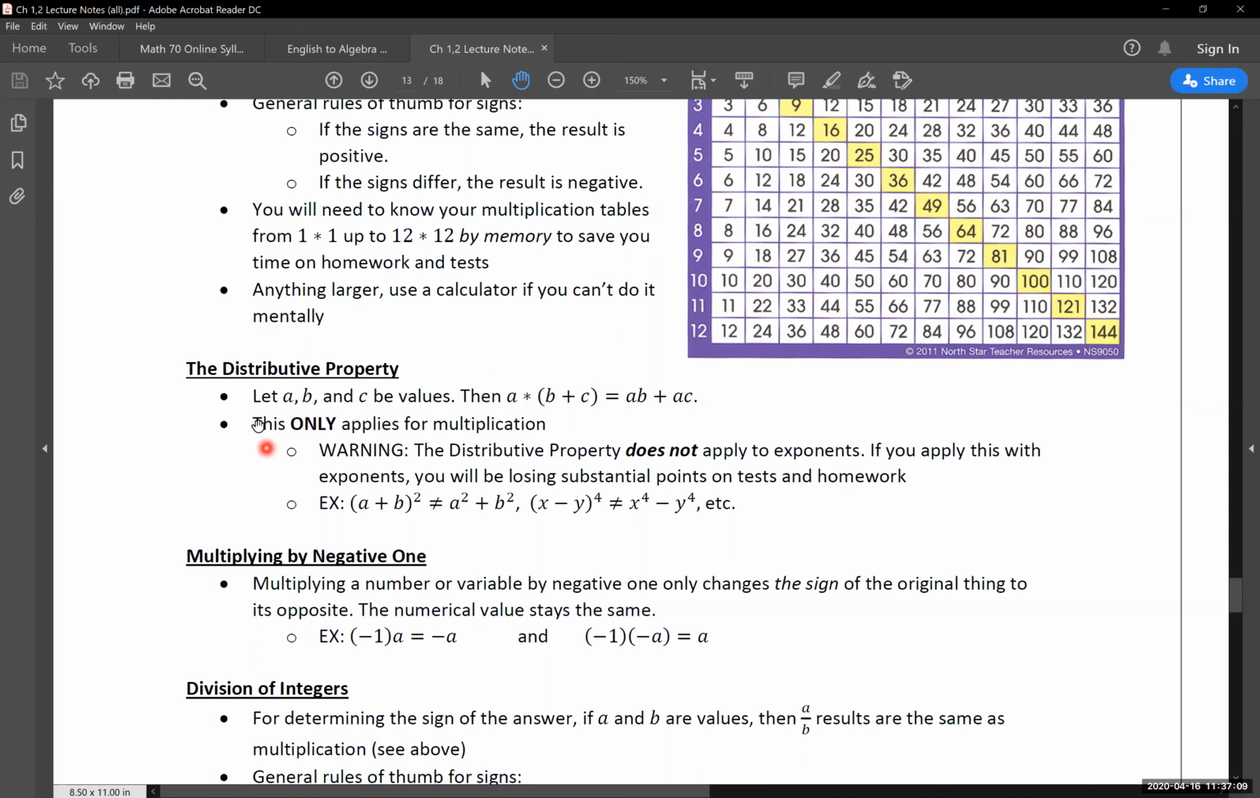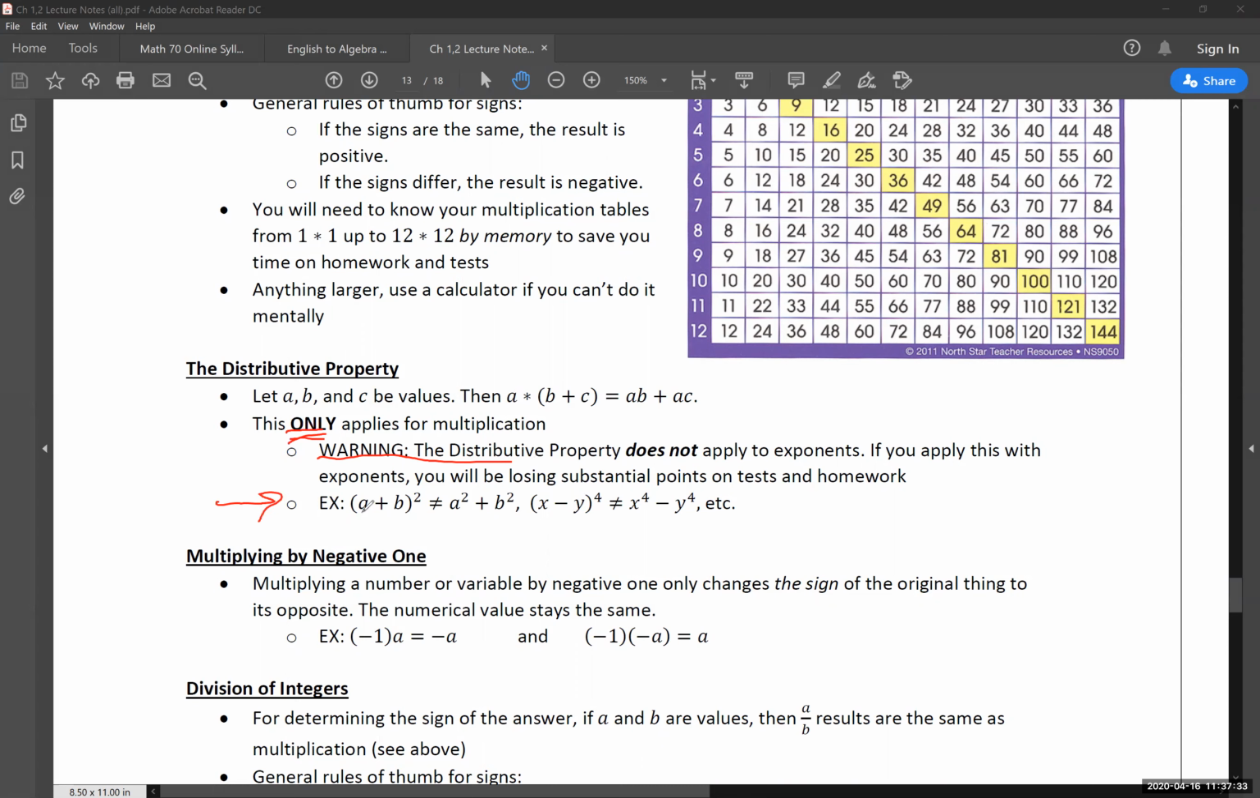Okay. And I'm going to emphasize this as best I possibly can. I don't know any other way beyond this to give you guys a warning on this. This only applies with multiplication. It does not apply with exponents at all. When we get to working with exponents later on, this is the most common thing that shows up.